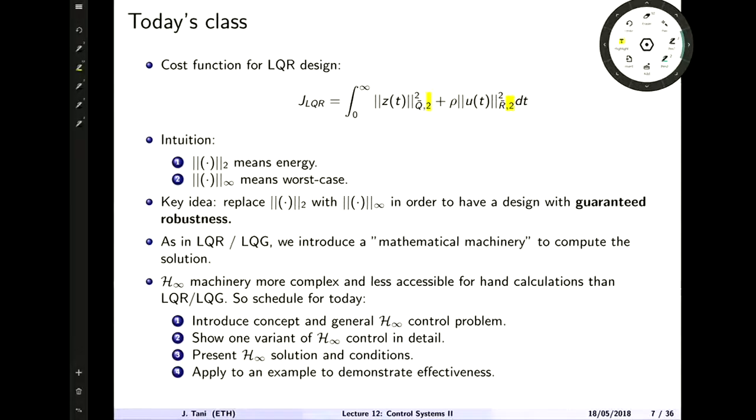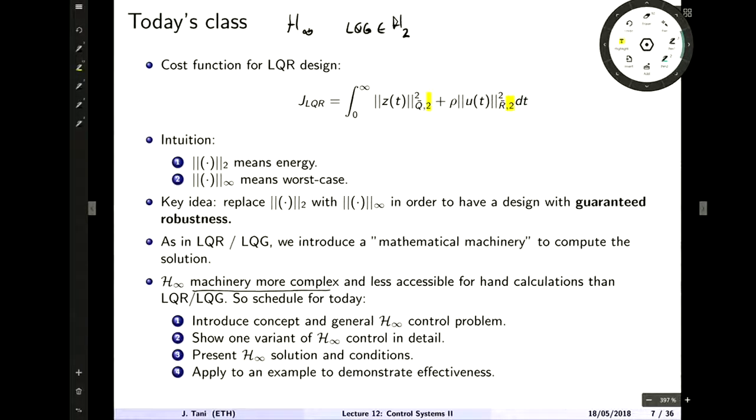By the way, today we do H-infinity, and there is another class called H2 controllers, and LQG is an element of the H2 family. So you've seen LQG, an element of the H2 family, and today we do the H-infinity family. As in LQR, LQG, we will introduce a mathematical machinery, this algebraic Riccati equation to compute the solution. This time, this machinery is more complex.